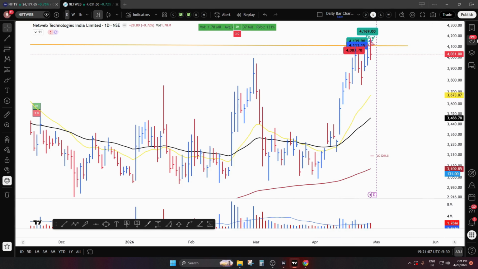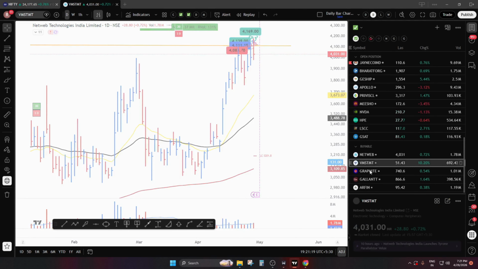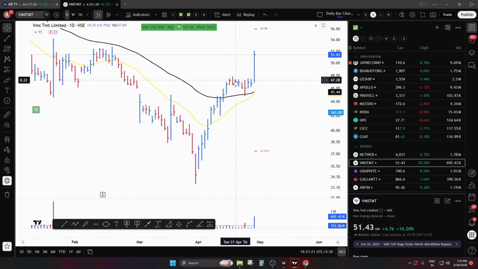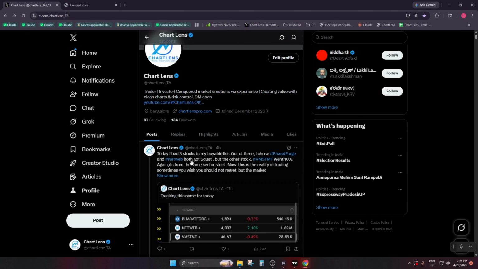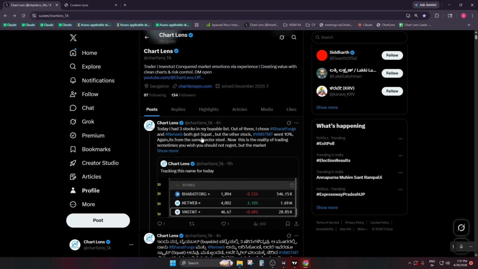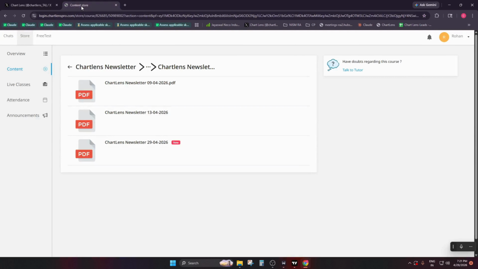But anyway, I have a lot of positions. I also hedged with a put option. I don't remember exactly, the 24,200 or 24,300 put option with a few lots, so that I can hedge my portfolio. In fact, today I missed this stock, VMS TMT. I took Bharat Forge but missed this. I posted today that this is what happens in real trading. I had a choice between Bharat Forge and VMS TMT, but I took Bharat Forge, so I missed a 10% move.